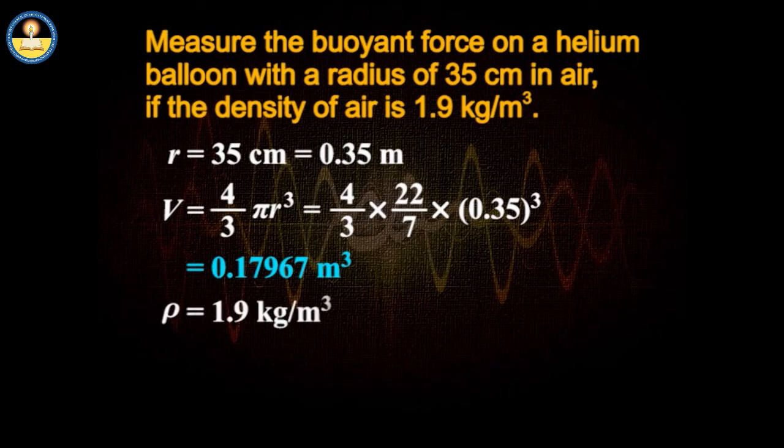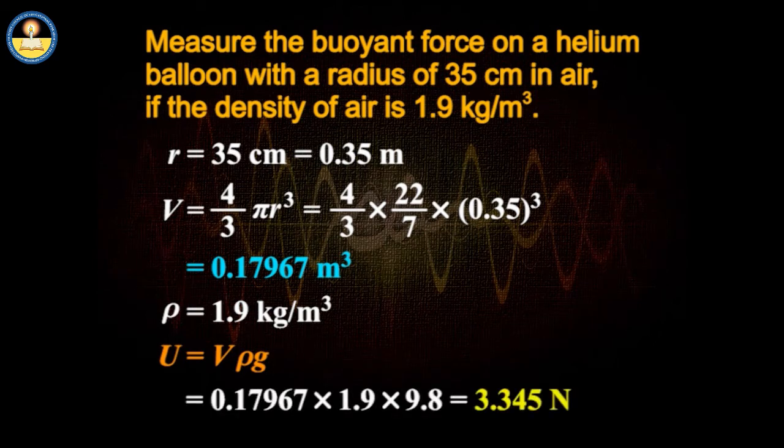Since the density of air is 1.9 kilogram per meter cube, the buoyant force on the balloon, which is equal to the weight of the air displaced by the balloon, comes out to be 3.345 newtons.